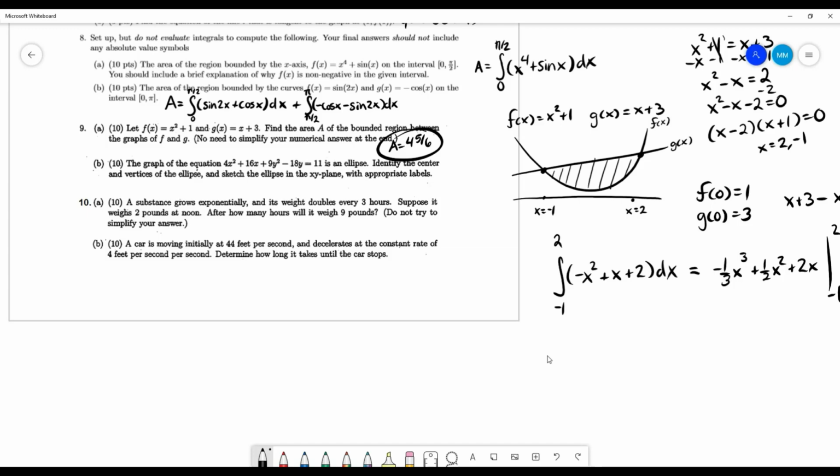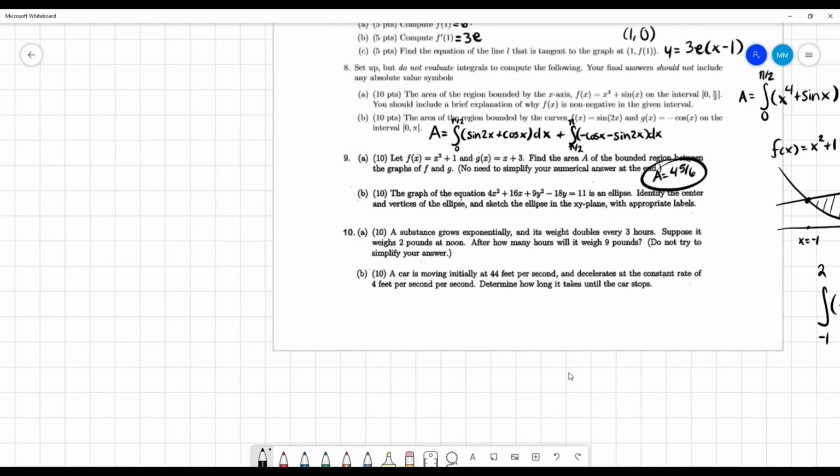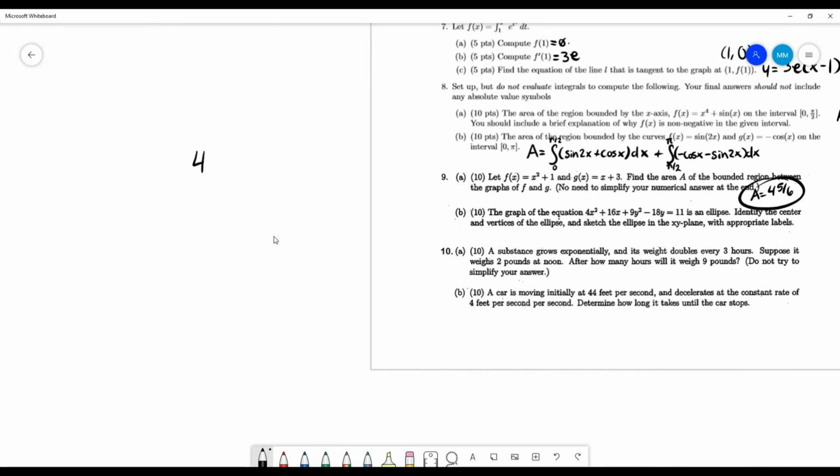So A equals that. Next up it says the graph of the equation, this was a long one, 4x squared plus 16x plus 9y squared minus 18y equals 11 is an ellipse. Good. Identify the center and vertices of the ellipse and sketch the ellipse in the xy plane with appropriate labels.